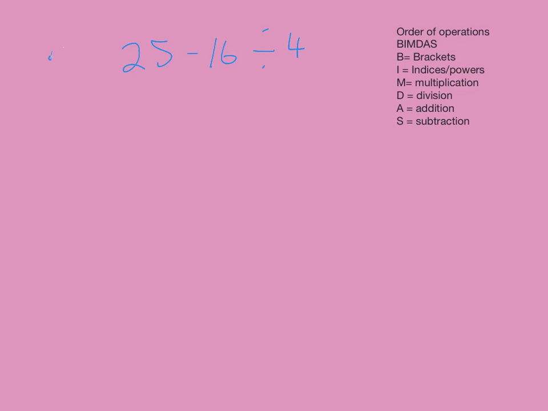So I'm going to put brackets around the 16 and the 4 because they have to come first in our order of operations, and then I tidy up inside those two brackets. So 16 divided by 4 is obviously 4, and that's what that tidies up to be, and 25 minus 4 is 21, and that is what the answer would be if you typed it into your calculator, and that's how you work out the order of operations.